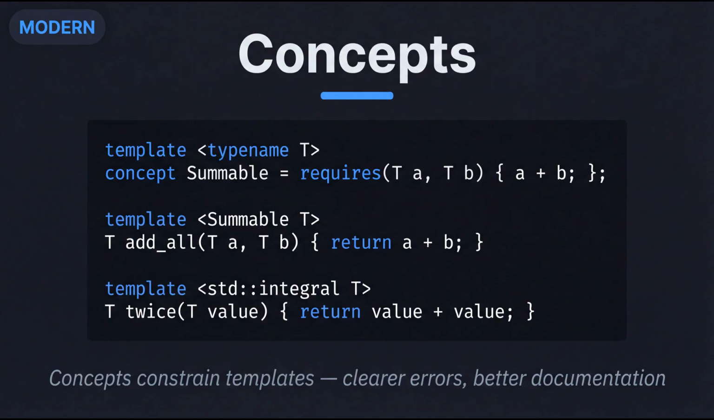The standard library provides built-in concepts too. std::integral constrains T to integer types. Template std::integral T means this function only works with integers. Concepts are the modern replacement for older techniques like enable_if. They're more readable, produce better error messages, and make your templates self-documenting.